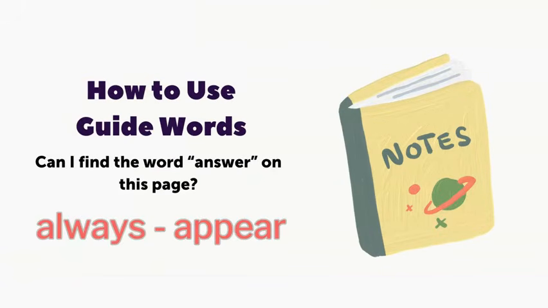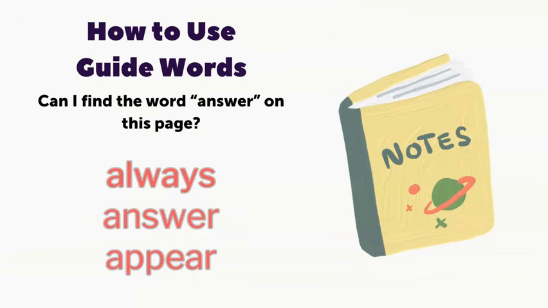So here's an example. I need to look up and find the word answer. And so I turn to a page and I see that the guide words are always and appear. So the first word on that page is going to be the word always, and the last word on the page is going to be the word appear. So how am I going to know if the word answer happens to be on that particular page? What I'm going to do is take those three words, always, answer, and appear, and put them in alphabetical order.